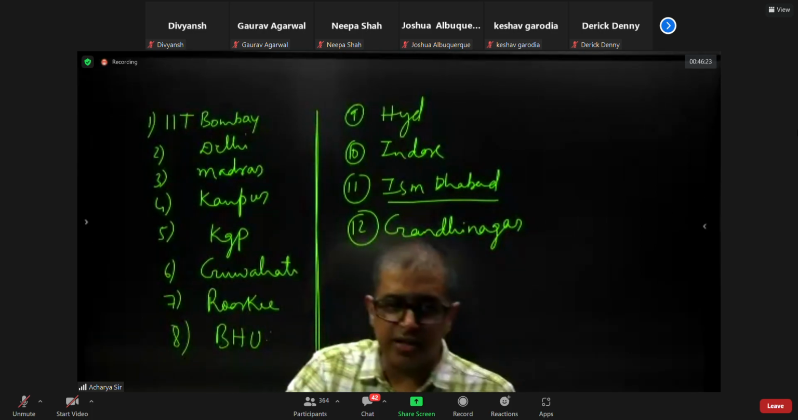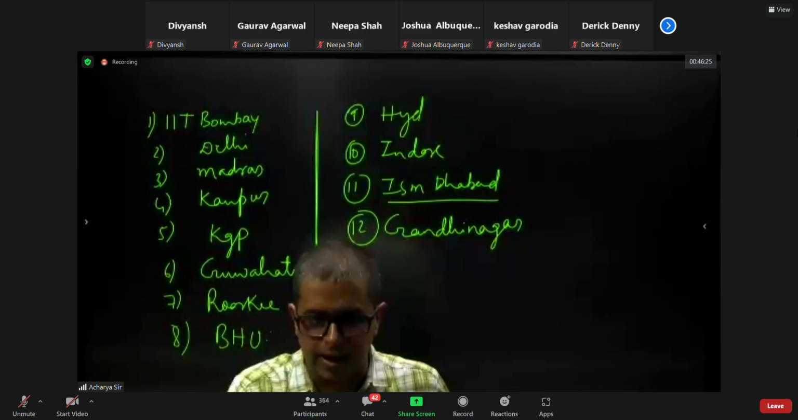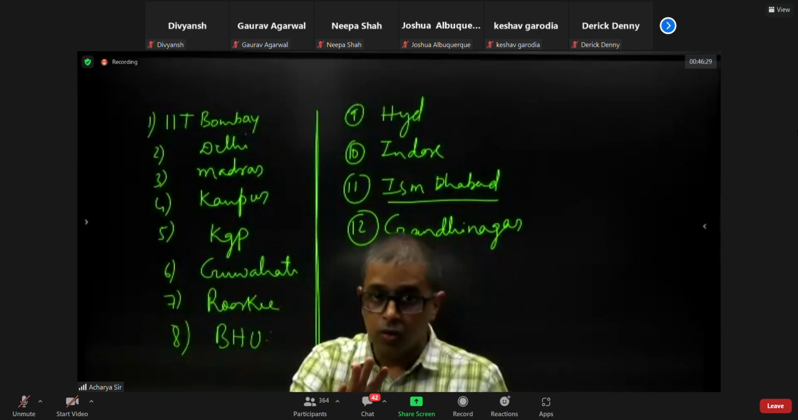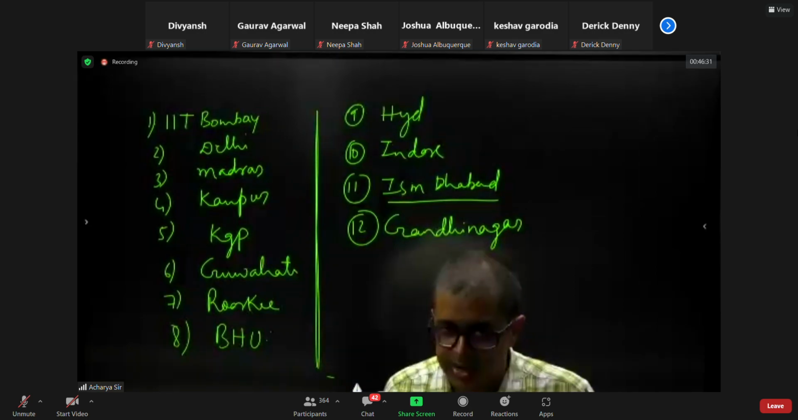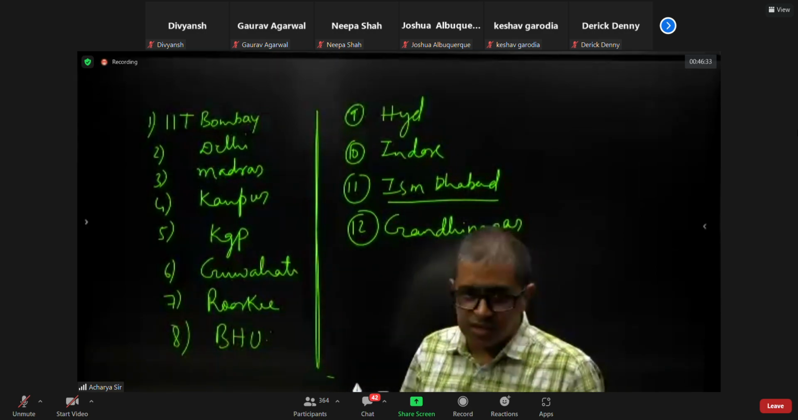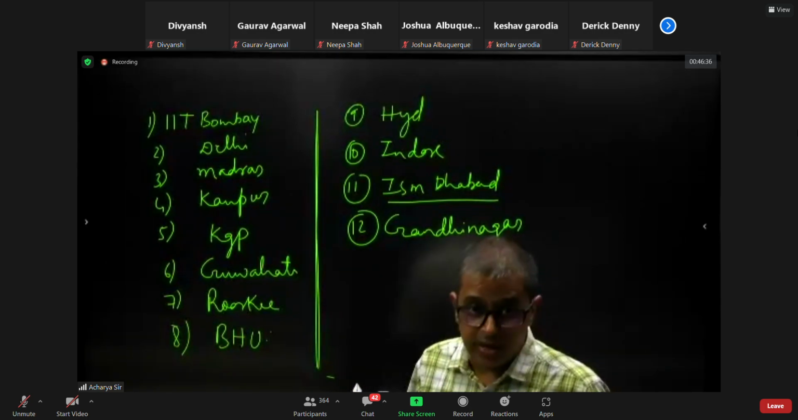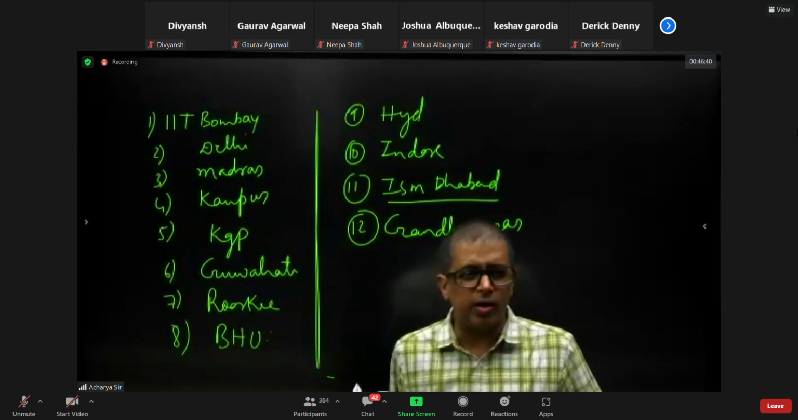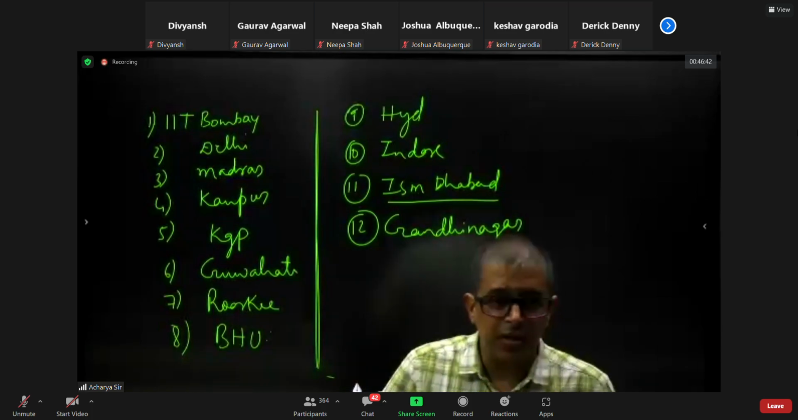Gandhinagar computer science started off 4 years back. If I am right, the first batch is yet to come out. So think twice before getting into that. Somehow computer science of Gandhinagar is not ranked very high. During the COVID period, the placements were very erratic.